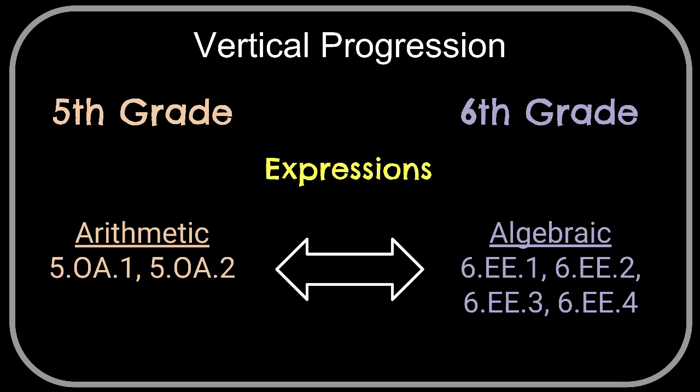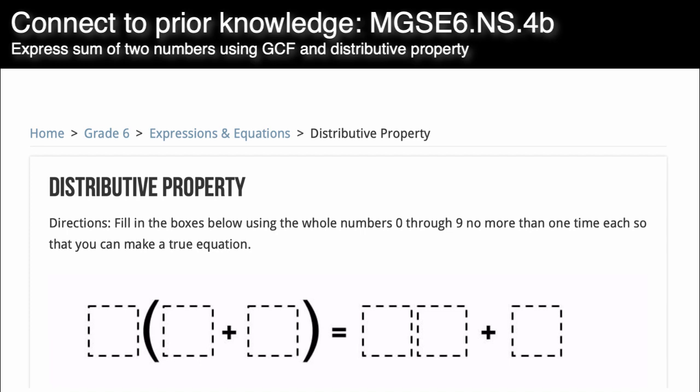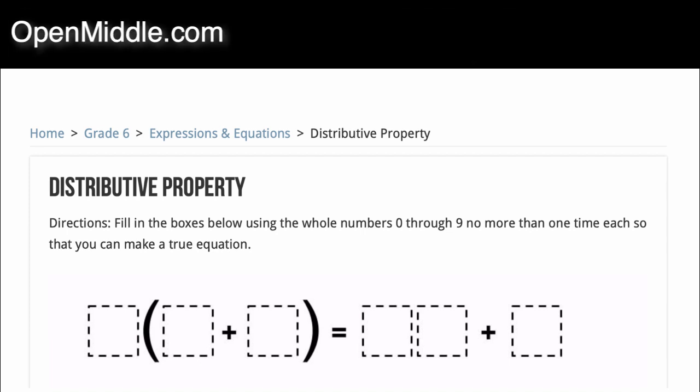So vertically, a nice progression exists between 5th and 6th grade because students worked exclusively with numerical or arithmetic expressions in grade 5. And in grade 6, they will build on this work with algebraic expressions and equations. One of the first considerations in planning effective instruction should be to connect new content to the student's prior knowledge. Previously, students will have expressed the sum of 2 numbers using their greatest common factor in the distributive property. And this open middle task allows students to use critical thinking to generate 2 equivalent expressions using the digits 0 through 9 no more than once each.